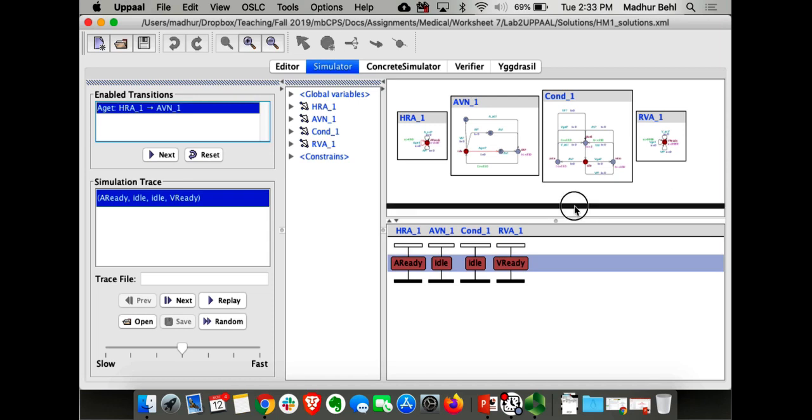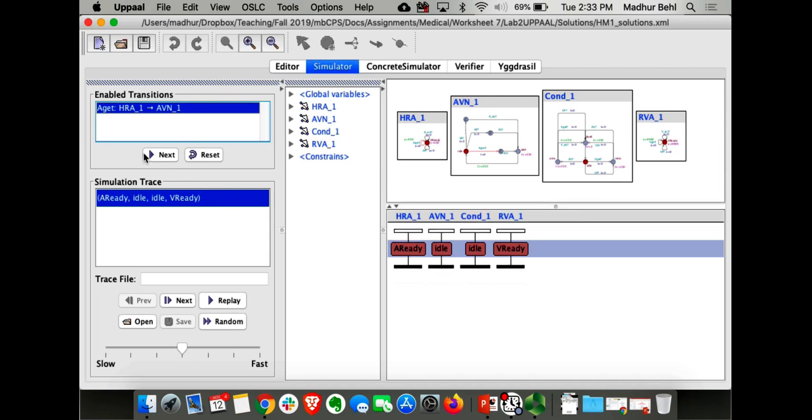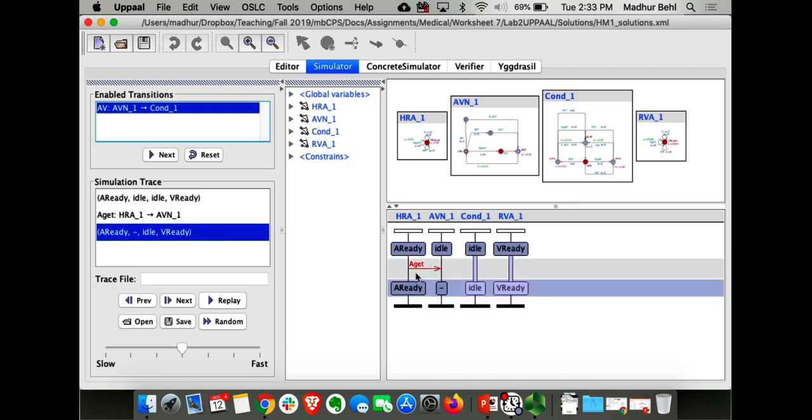To convince you further, let's walk through some of these transitions. You can pay attention to this trace on the bottom right. Let's take the first transition, where the atria will self-depolarize, or the SA node will trigger. You see the SA node, which is this high right atrium, HRA1, sends this value A get to the AV node, which was in idle.